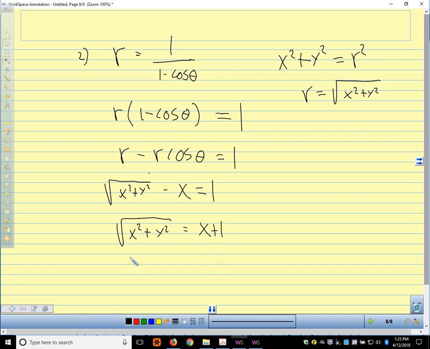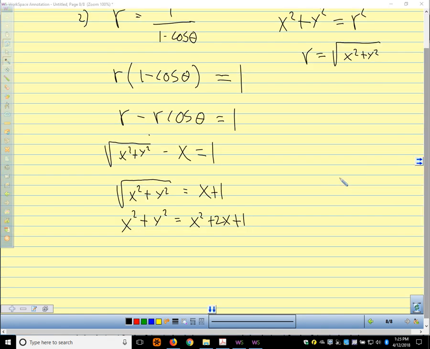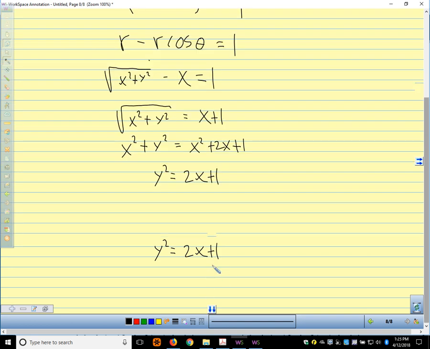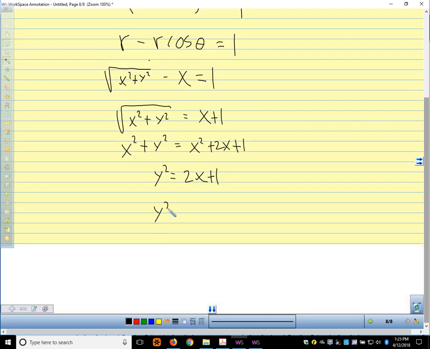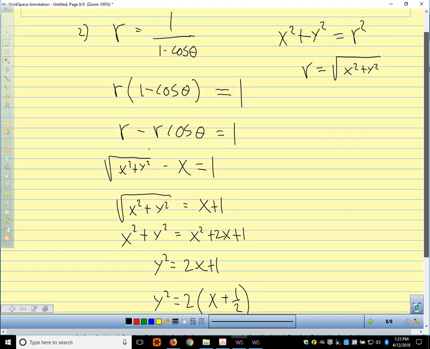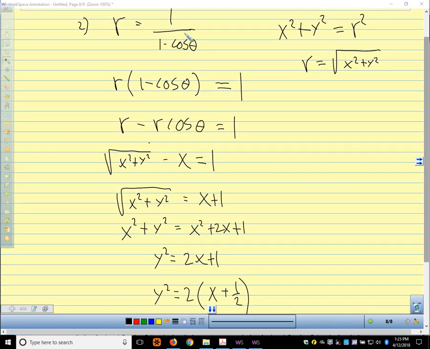Now I'm going to square both sides. When I square this, I get x squared plus 2x plus 1. I'm going to subtract x squared from both sides. Y squared equals 2x plus 1. I'm going to go one step further. What is that? It's a parabola. A horizontal parabola. So this is the equation of a horizontal parabola in polar coordinates.